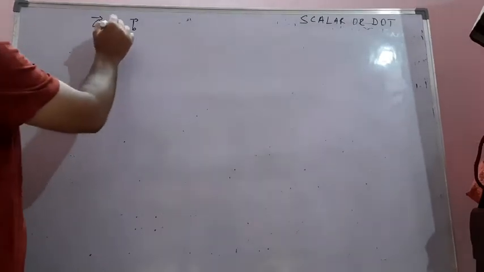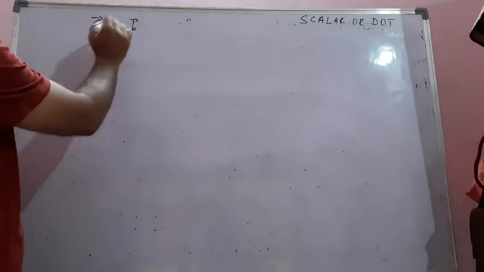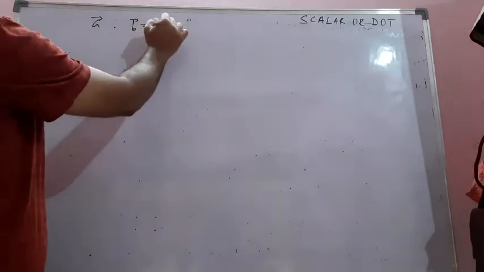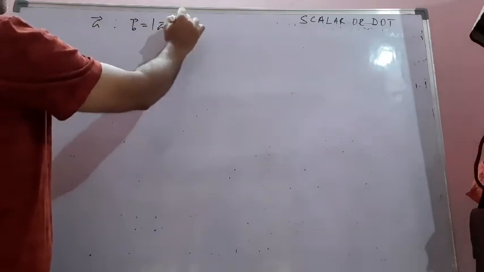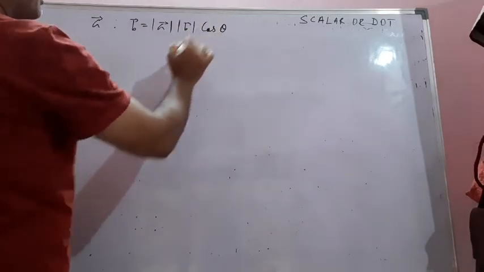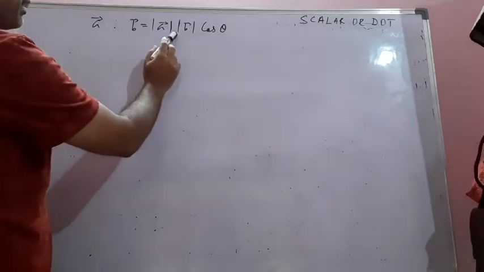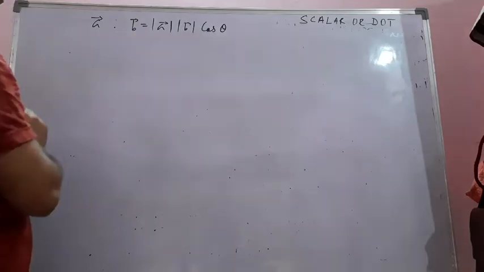So suppose a and b, these two vectors, then the dot product of two vectors, we denote it by this symbol, a dot b, is equal to magnitude of a into magnitude of b into cos of the angle theta, which is the angle between the two vectors a and b. So a dot b is the product of magnitudes of a and b and cos of the angle between them.